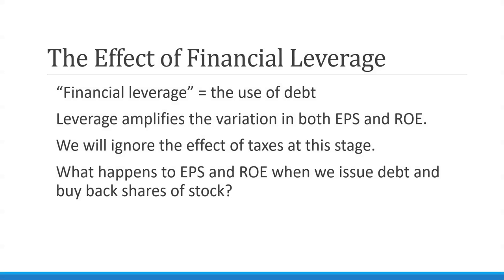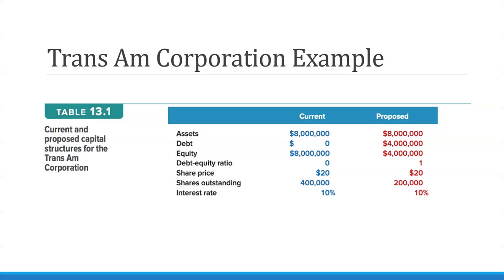So what is the effect of financial leverage? Financial leverage is the company's use of debt. Leverage amplifies the variations in both earnings per share and return on equity. When we're looking at our first examples, we're going to ignore the effect of taxes. So what happens to earnings per share and the return on equity when we issue debt to retire shares of stock, or buy back shares of stock? So let's look at an example.